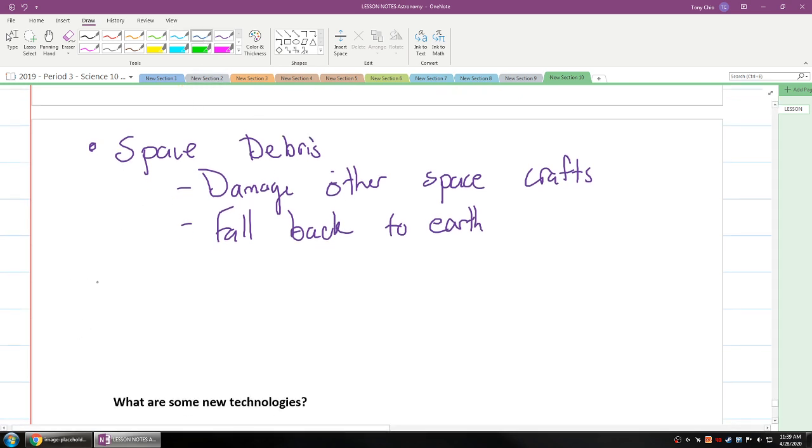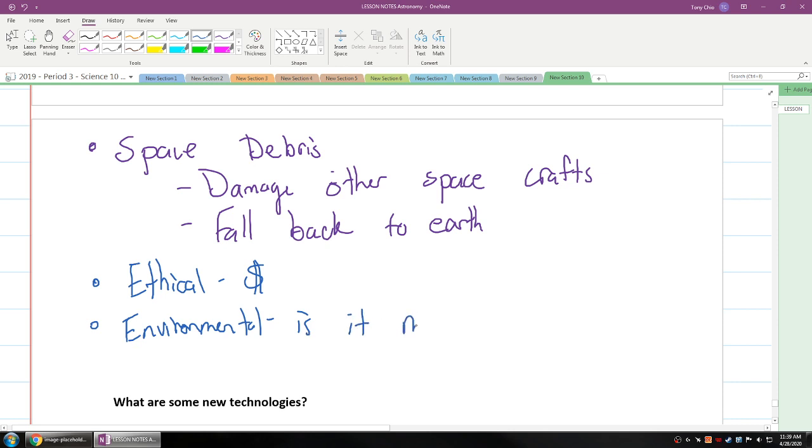The last thing is there are a lot of ethical reasons, such as, is it worth it to go to space? So the money part. There's environmental: is it necessary? And the last one is political. Who owns space?